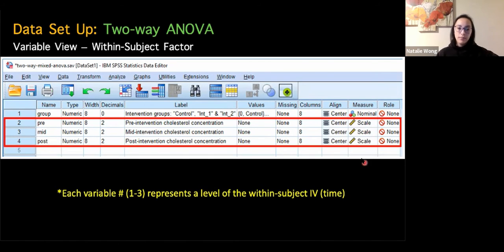If you only had 2 levels of your within subject variable, you'd only have 2 rows in this variable view. If you had 6 levels, you'd have 6 rows, right? So that's how you can cross-check to make sure that your data are organized correctly. Think about it: you've got one variable set for your between subject independent variable, and then the rest of the variables are going to be based on how many levels of your within subject factor you have.